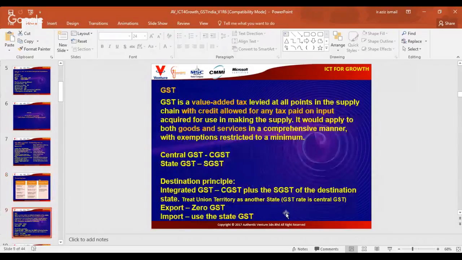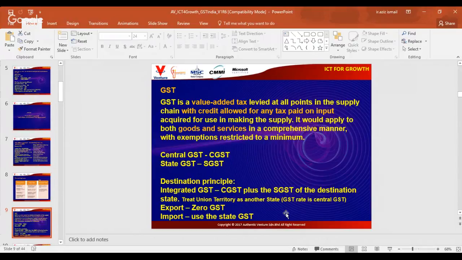Okay, so coming back to the GST. The GST is the value-added tax that you need to pay at all points in the supply chain, with credit allowed for any tax paid on input acquired for use. So basically, you pay the output tax, and claim your input tax. And in India, you have central GST and you actually have state GST. You must understand the destination principle.